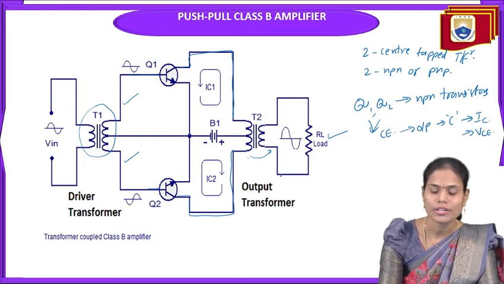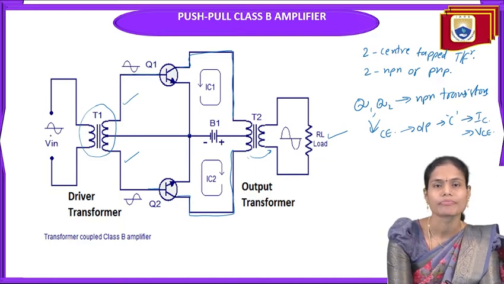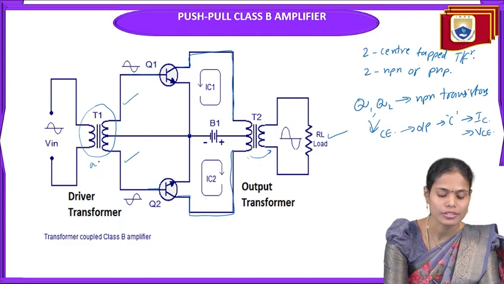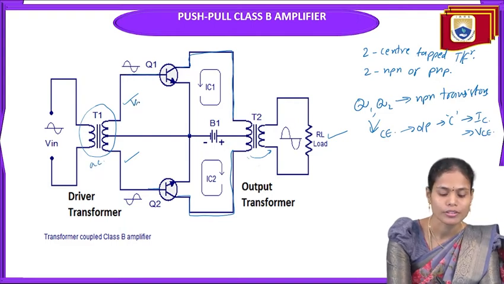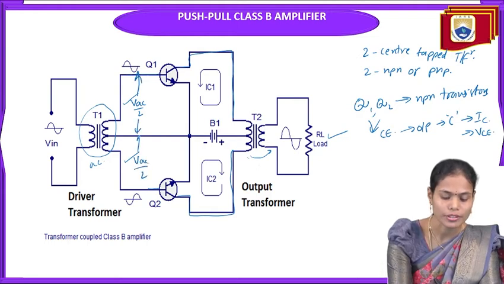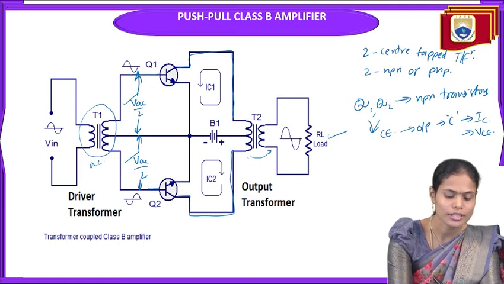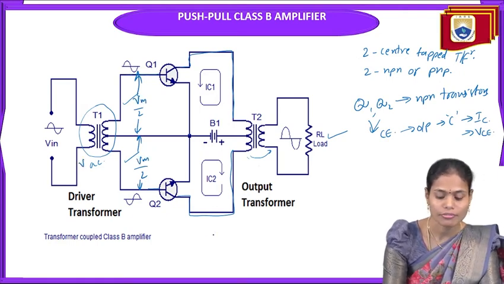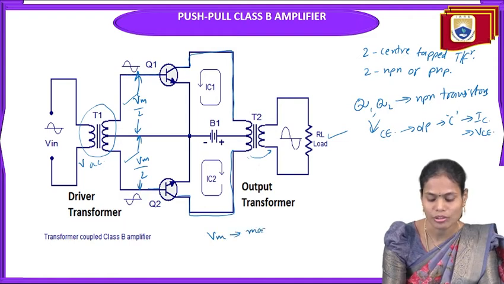Coming to the operation of this push-pull class B amplifier, we apply the AC input signal to the primary winding of the first center tap transformer, and this applied AC signal is divided into two halves, VAC by 2 here and VAC by 2 here. Or else, if we take the maximum voltage as VM, we get VM by 2 here as well as VM by 2 here, where VM is the maximum amplitude of the applied input signal.